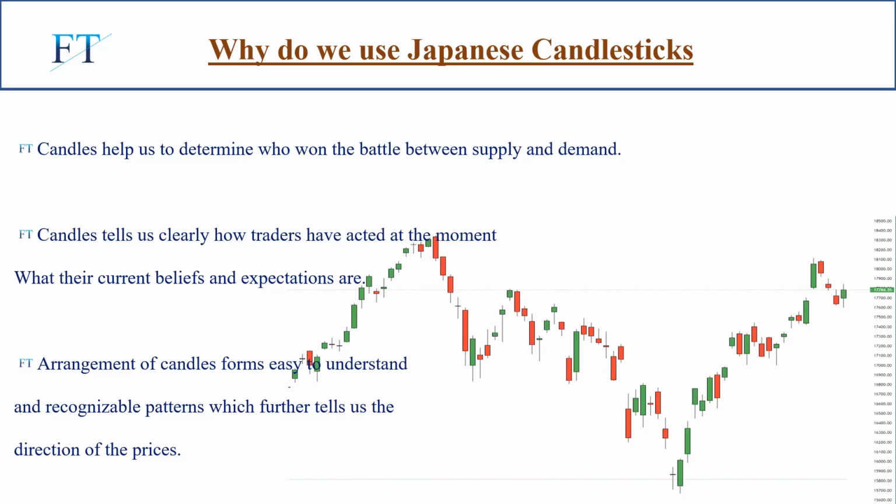The third reason is that when we combine all these candlesticks together, they form an arrangement, and this arrangement of candles gives us recognizable patterns which we can very easily understand. These patterns tell us where the market is going to go in the next few trading sessions. They tell us the direction of prices, based on which we can take our trading decisions. So in short, Japanese candlesticks provide a very clear picture which helps us take decisions quickly and make the right trading decisions.